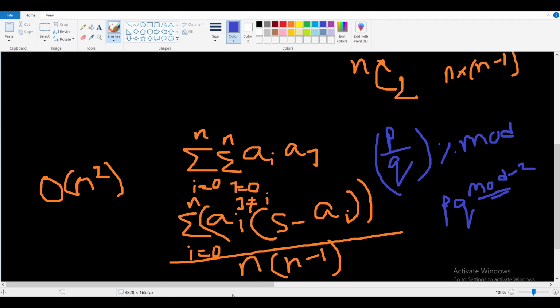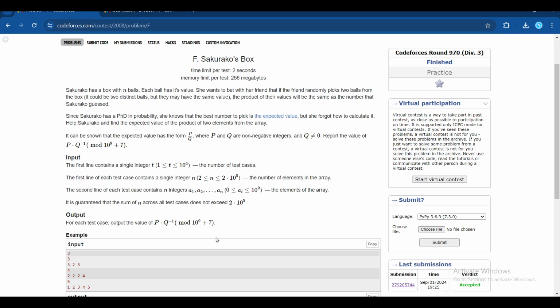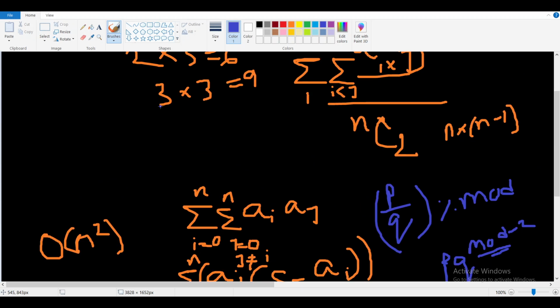Now what is q? Q is nothing but the denominator n into n minus 1, and our numerator is answer. That's why we are doing answer into n into n minus 1 to the power mod minus 2, and the entire thing modulo the mod. And we are printing the answer. I think you will understand this explanation, as the problem is quite straightforward. Just you have to grasp the concept.